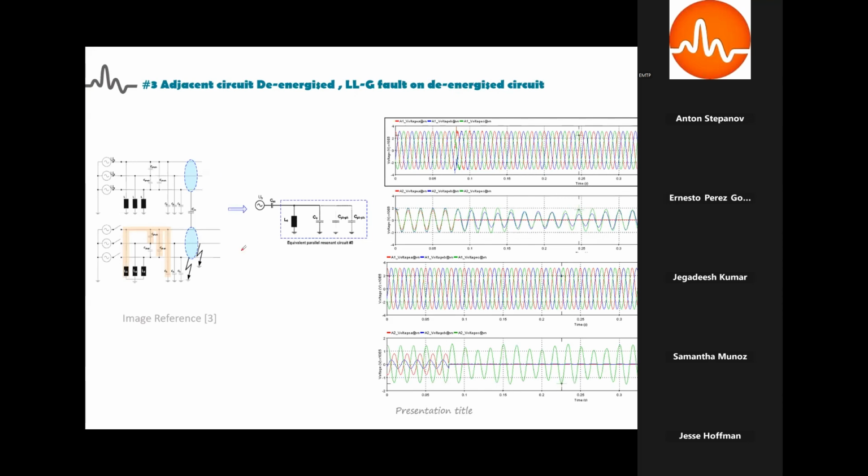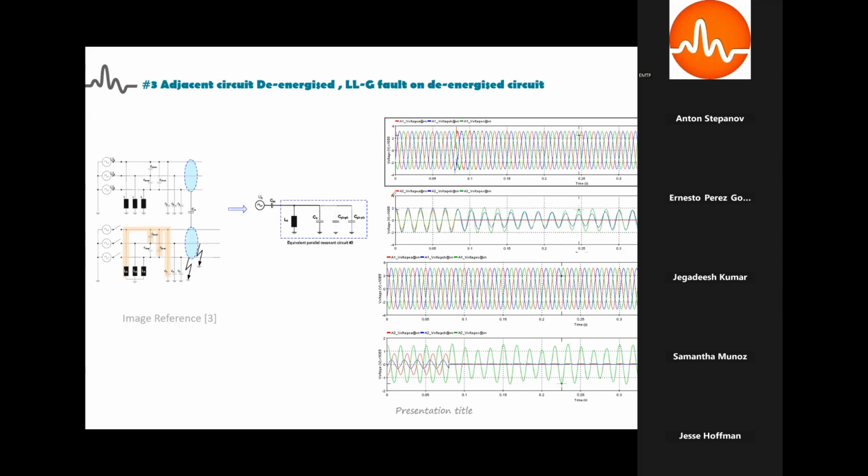Similarly, another condition which can give a resonant point is a double line to ground fault. Again, it changes the amount of capacitance introduced into this equivalent circuit. So again, there will be one more resonant point. If the circuit is energized, then this can create unwanted overvoltage. And here also we observe around 1.7 megavolts of overvoltage. And with NGR, it's again controlled to less than 0.5 per unit.